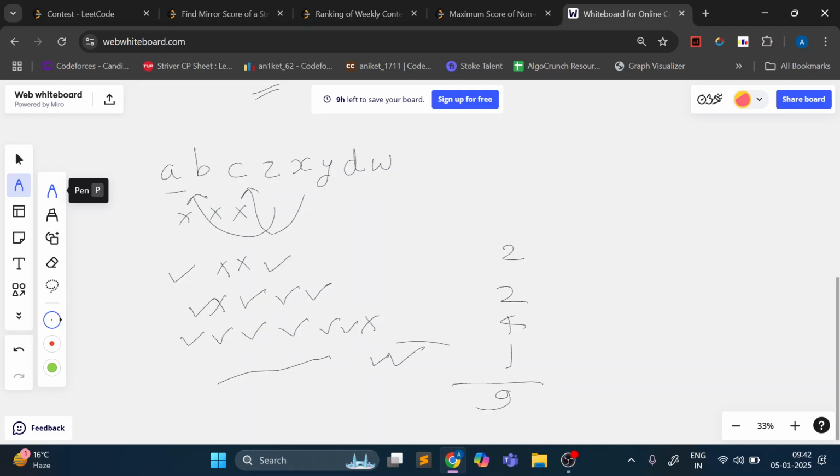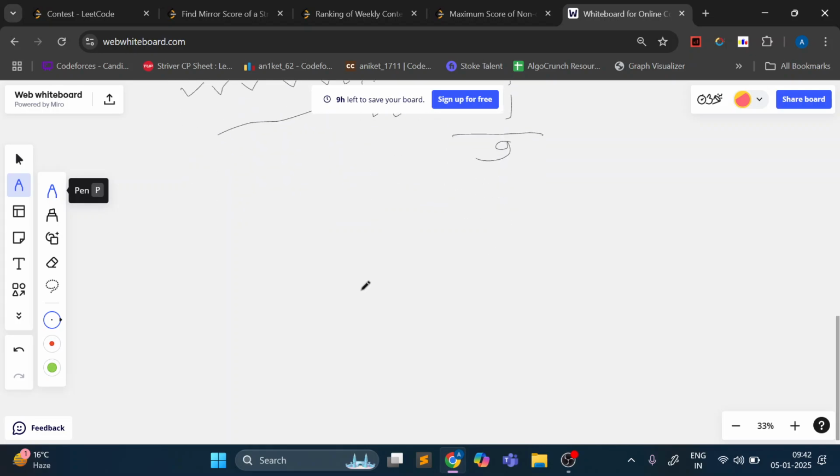Now what information is required here? So let's write that information. First, the index, the closest index of characters. Second, we just need a score variable, and also whether an index is marked or not.